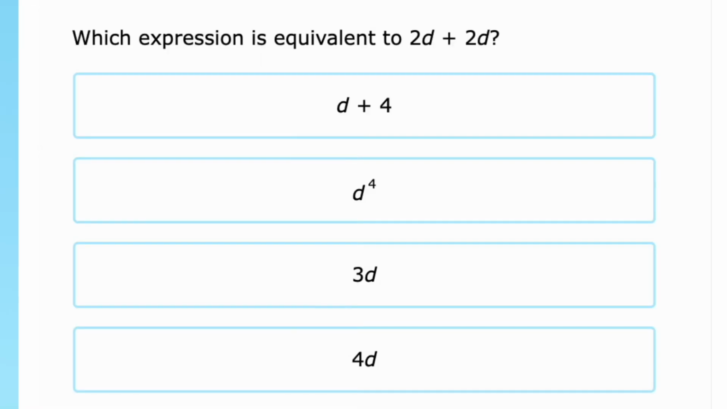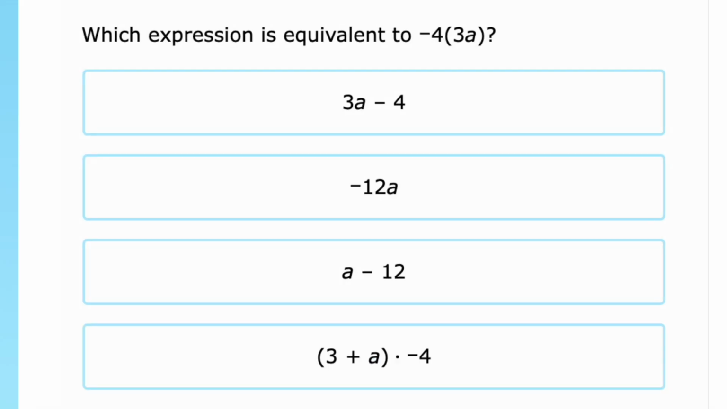Here we need to find which expression is equivalent to 2d plus 2d. The way I'd recommend solving this is by first putting your expression into simplest form. So 2d plus 2d equals 4d, and then we just check if that's one of the answers that's listed, which in this case it is.